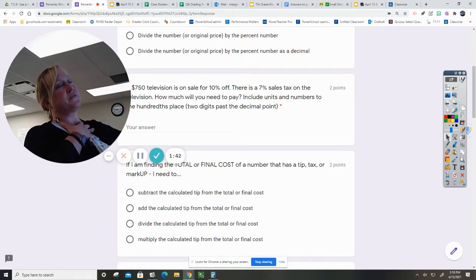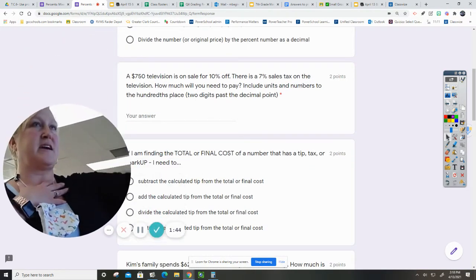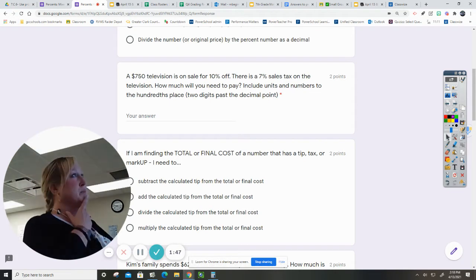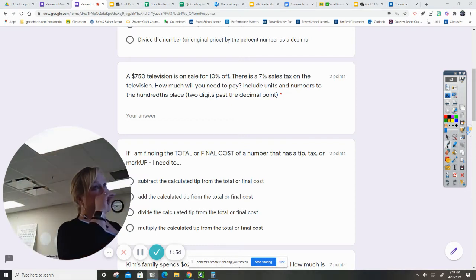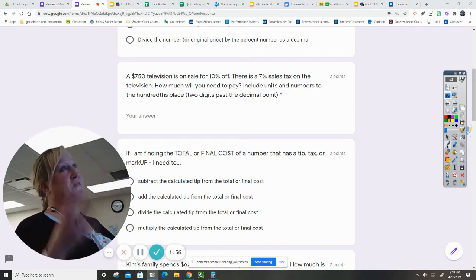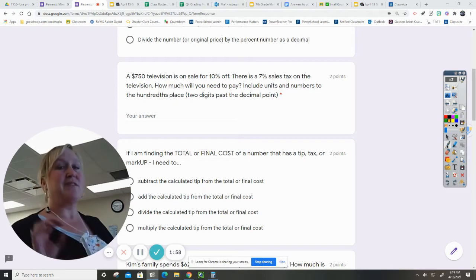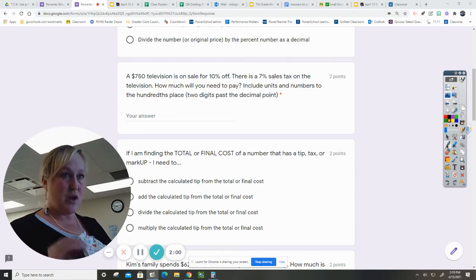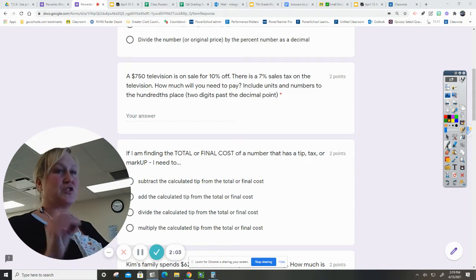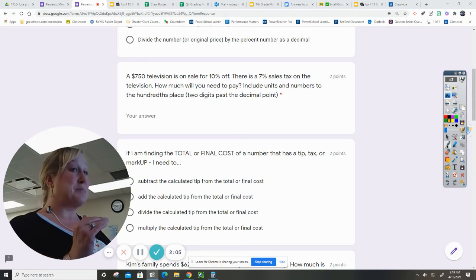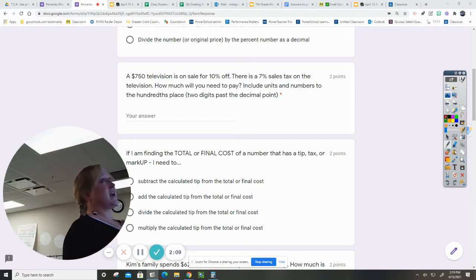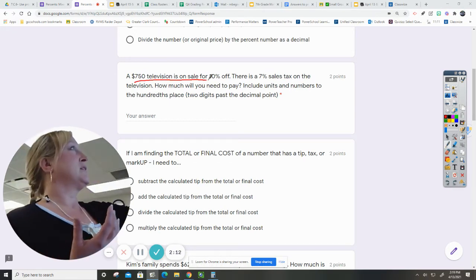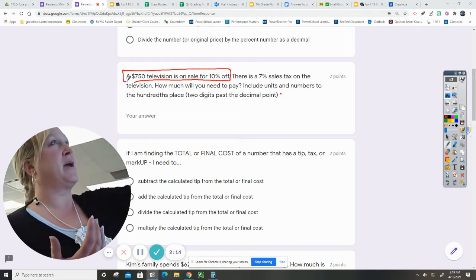A $750 television is on sale for 10% off. There's a 7% sales tax on the television. How much will you need to pay? Now, we've spent some time already talking about this, but the fact of the matter is you cannot charge tax on the original price. You have to charge tax on what is paid. So therefore, the first thing that I have to do is figure out how much I'm paying for the TV.